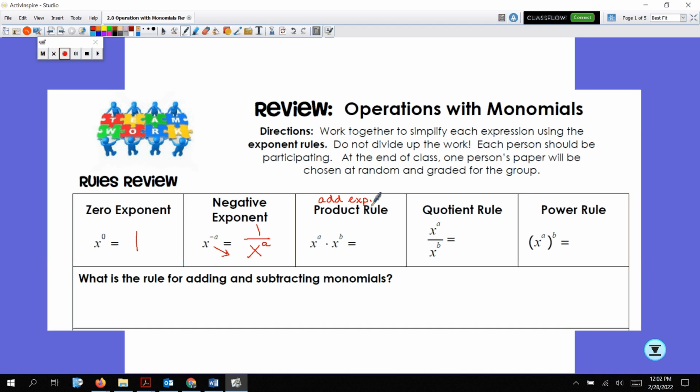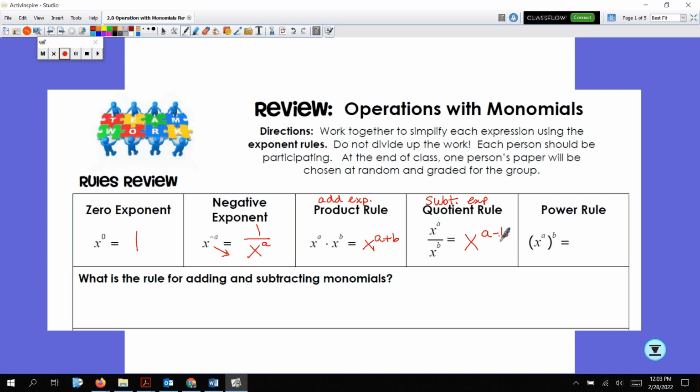So that would mean once we have the base x to the a times x to the b, that gives me x to the a plus b. I know it's weird because we're using letters, but when we use numbers, we just add the numbers together. The quotient rule says we subtract exponents. So here we have x to the a divided by x to the b. That would be x to the a minus b.